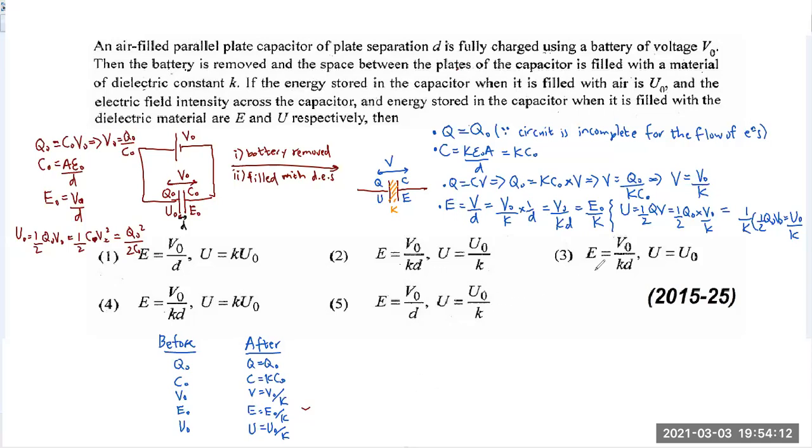New electric field intensity. That should be V naught over Kd, isn't it? V naught over Kd, and the new energy stored is going to be U naught over K. Therefore, the correct answer will be, yeah, second one.